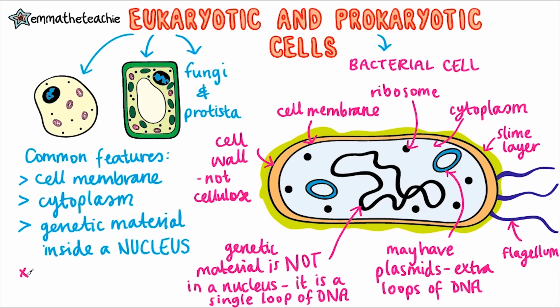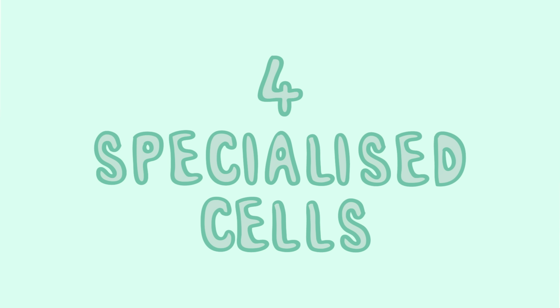It's important to learn the differences between eukaryotic and prokaryotic cells. Notice that prokaryotic cells also don't have any chloroplasts or mitochondria, as they're just so small that these can't fit inside them. 4. Specialized cells.